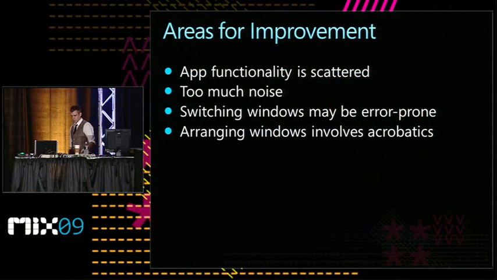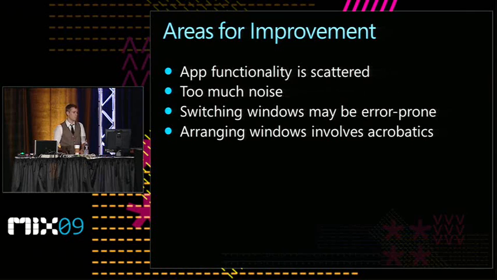So reviewing, what were some of the areas for improvement that we saw early on in the Vista design process? App functionality is scattered. This was the Outlook example I showed you, where one app is scattered all across the user's desktop. There's too much noise, all these tray icons, all this text that doesn't fit. There's a lot of stuff going on. Switching windows sometimes can be error prone. We just don't give you the right information to confidently switch to the right window. And finally, arranging windows involves acrobatics. It's not as simple as it should be.